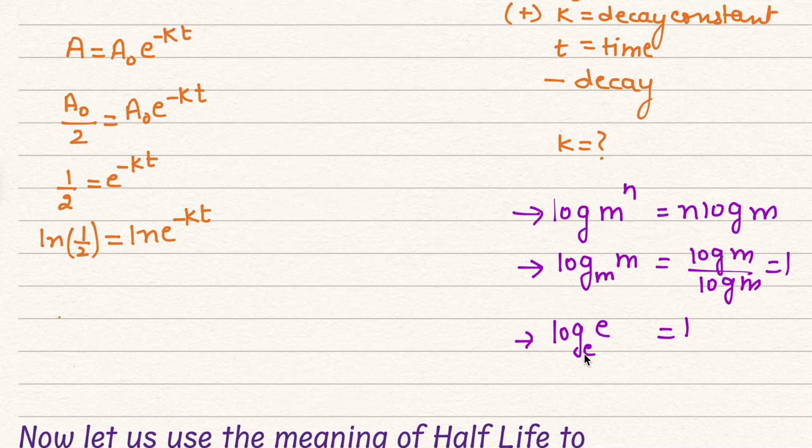And if the base is e, this is known as natural log. So we can write it like this. So natural log of e is equal to 1. So I'll apply this property as well as the previous property. So natural log of 1 by 2 is equal to negative kt.